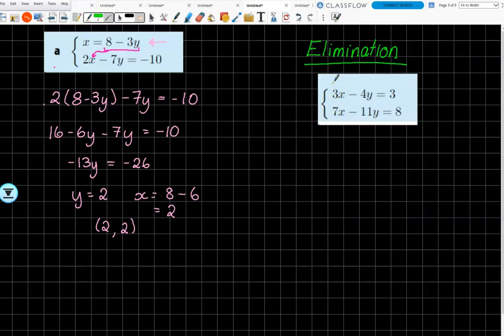The top one by 7. If I wanted to eliminate the x's, I'd times this whole thing by 7 and I'd have to times this by 3 because then they're both 21. Agreed? But guess what? I'm not going to eliminate the x's. I choose to eliminate the y's.